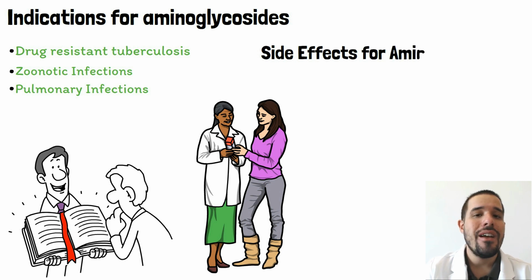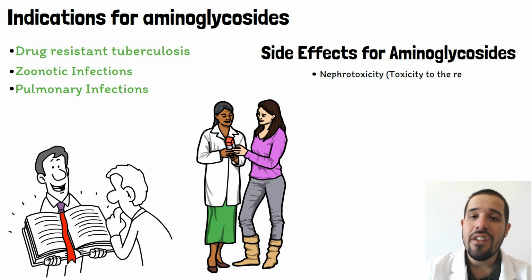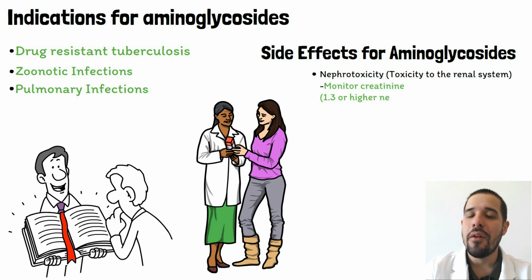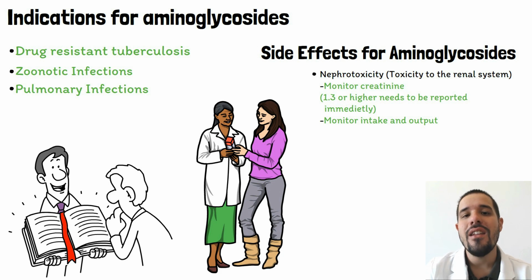The two most common side effects you're going to see in regards to examination purposes is number one, nephrotoxicity, meaning toxicity to the renal system. As a nurse, you need to make sure you are monitoring the creatinine. Any creatinine we know higher than 1.3 indicates some type of acute renal insufficiency. And number two, monitor the patient's urinary output and ensure that it is within the patient's baseline and not decreasing. So, again, nephrotoxicity, we monitor the creatinine levels and the patient's urinary output.